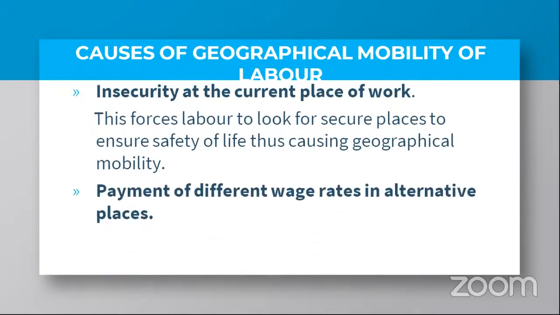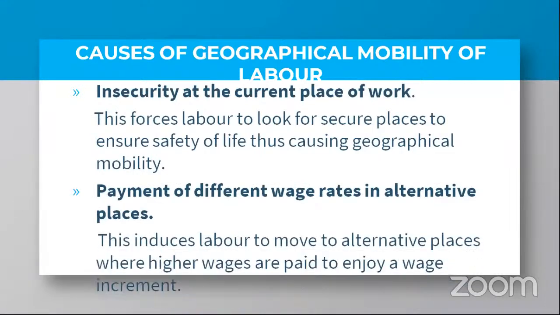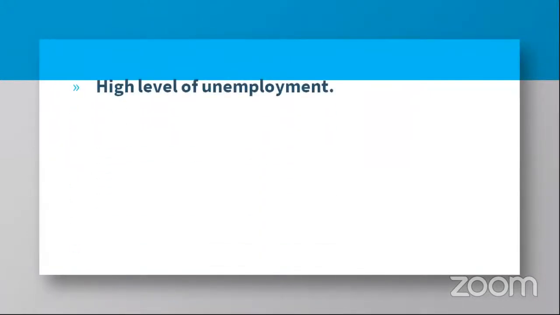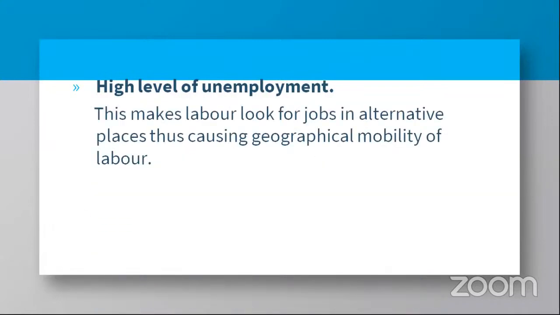I've explained it. Then there is payment of different wage rates in alternative places. You understand? If there is payment of different wage rates in alternative places, then labor might end up moving to alternative places where higher wages are being paid. High level of unemployment. Are you seeing it? There is a lot of unemployment here, then labor will move, okay, to other areas. So we are only looking at labor moving, okay?